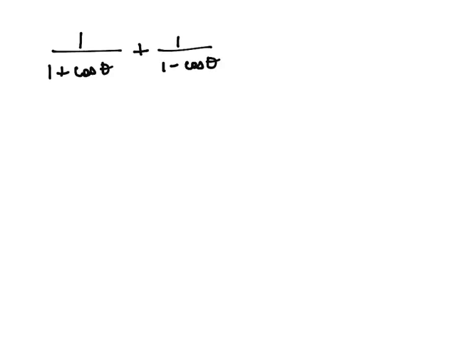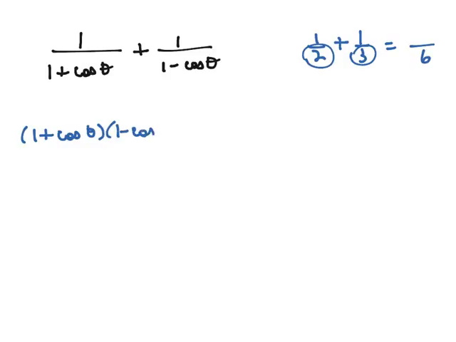Just like back in elementary school, if you have a half plus a third and you want to find the common denominator, it's 2 times 3, which is equal to 6. And so that's what we're going to do. Our common denominator is going to be 1 plus cosine times 1 minus cosine.